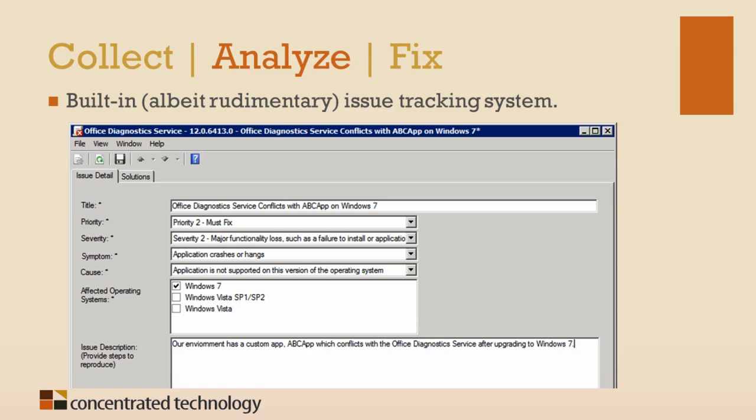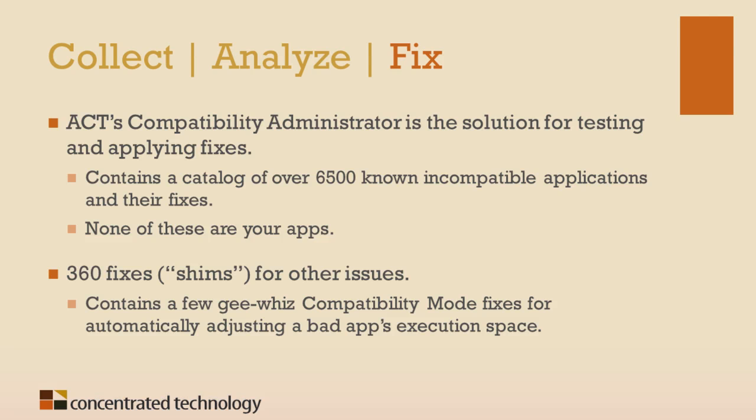The actual fix phase is where things get somewhat more challenging. So there is this Compatibility Administrator tool inside of the ACT that is the solution for testing and applying the fixes that you have. Built into the Compatibility Administrator are over 6,500 known incompatible applications and their fixes, which I'll just tell you, the applications that are actually in here are so old as to be almost humorous. Like Mavis Beacon Teaches Typing old, and no joke.